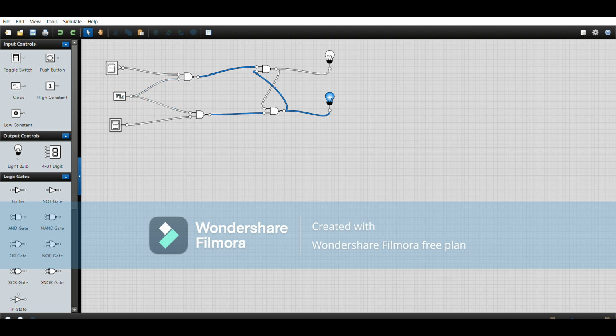The next we are going to see is about SR flip-flop. It uses 4 NAND gates and 1 clock signal and 2 inputs.